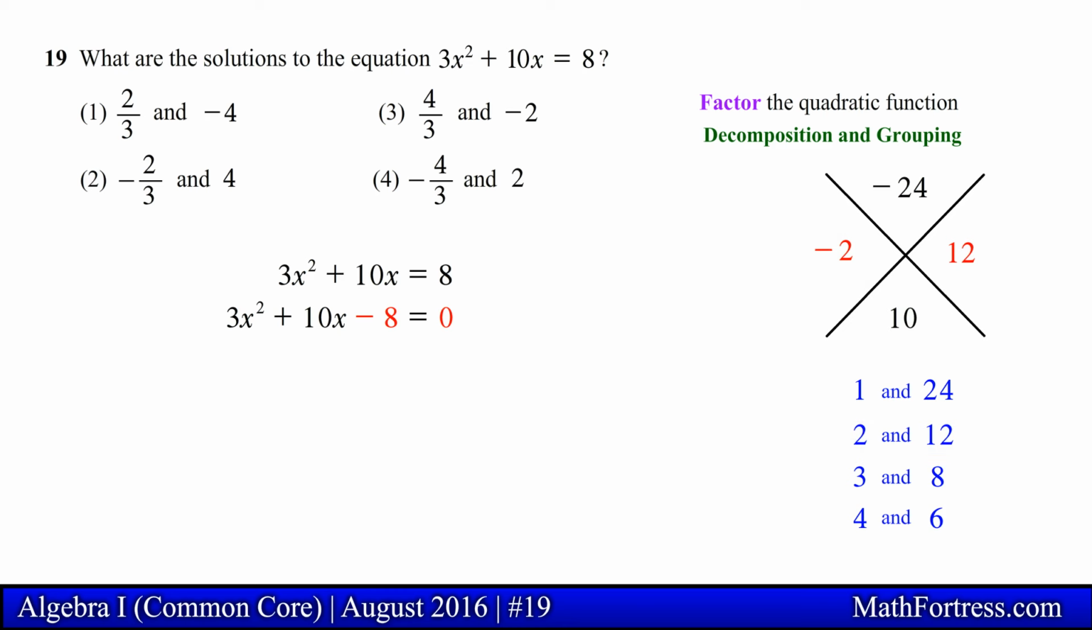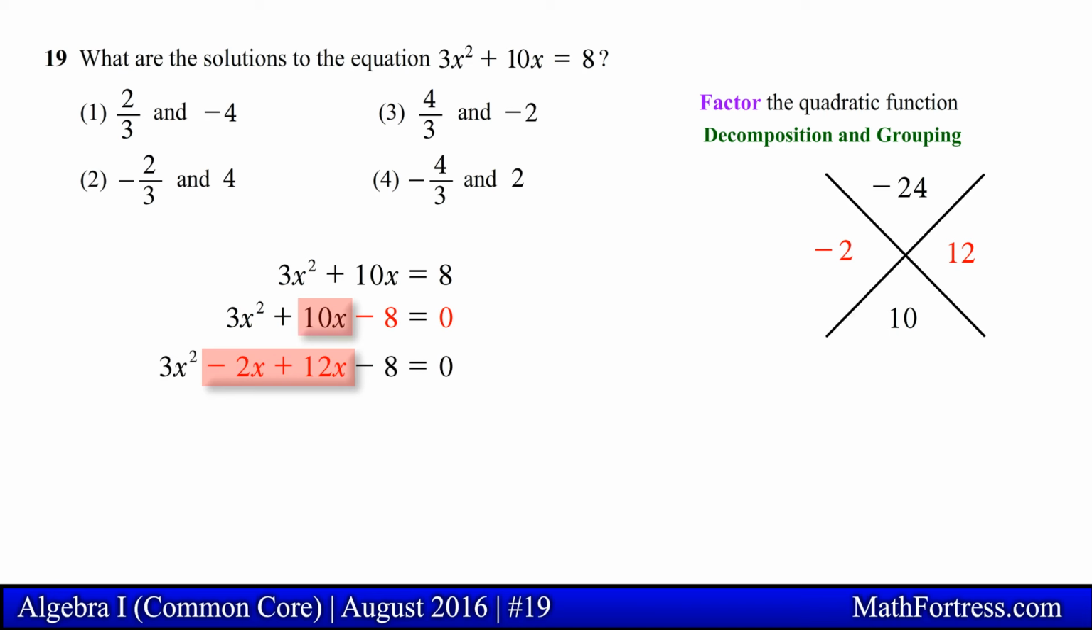Now that we have found our integers, we proceed with the decomposition step and decompose the linear term, in this case 10x, as a sum of these two integers, in this case -2x and +12x. Now we proceed with the grouping step. So we're going to group a decomposed term with a non-decomposed term. In this case, we will group together 3x squared and -2x, and group together 12x and -8.